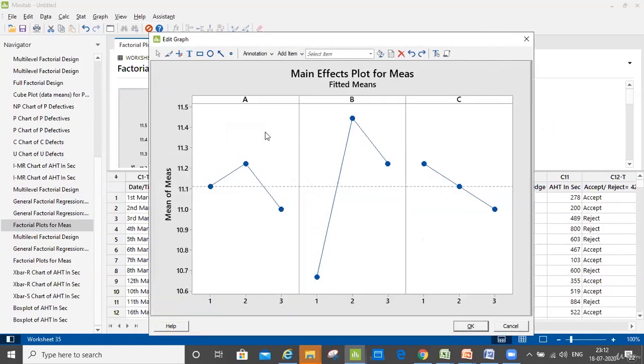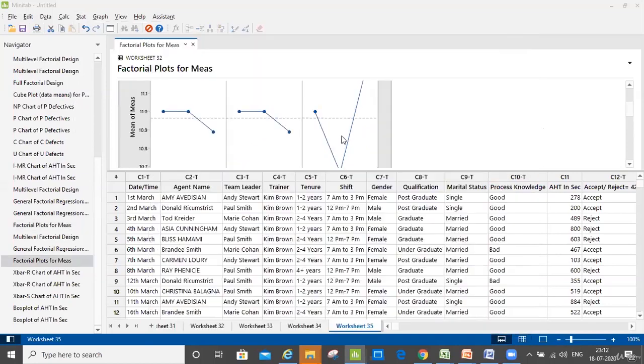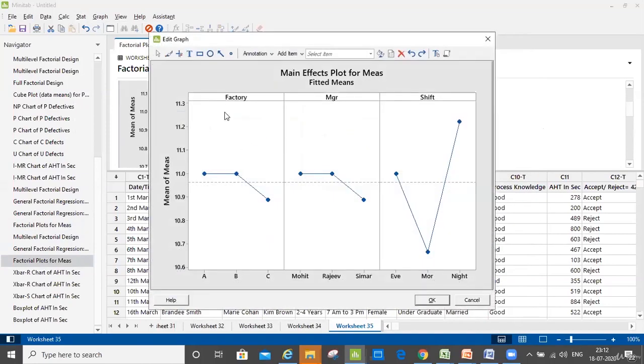So this time what I've done is I've taken 3 factors and 3 levels. The factors were factory, manager, and shift, and levels were in factory I've taken ABC, in manager I've taken Mohit, Rajiv, Simar, and in shift I've taken evening, morning, and night. So these were the different levels that I've taken. So instead of Q plot, just a minute, sorry.